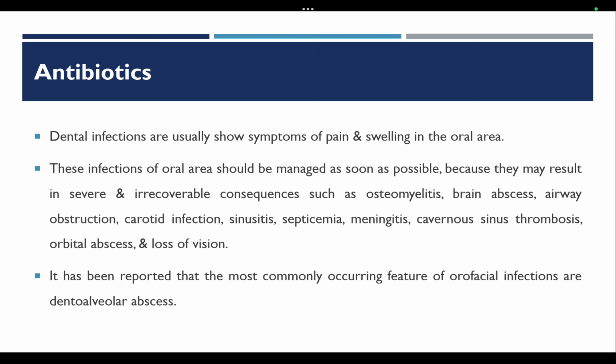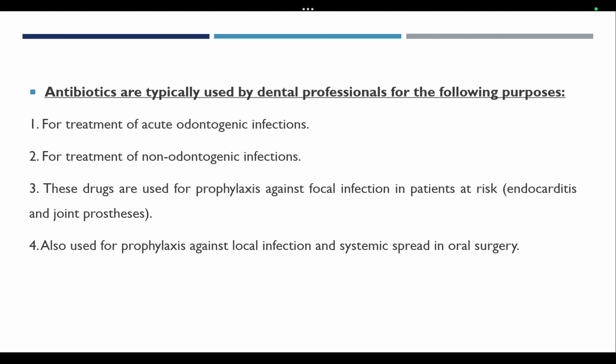So you have to treat those bacterial infections to prevent the patient from serious complications such as osteomyelitis, brain abscess, airway obstruction, carotid infection, sinusitis, septicemia, meningitis, cavernous sinus thrombosis, and orbital abscess, in addition to loss of vision that can occur. Moreover, those dental infections can literally cause death. It has been reported that the most commonly occurring feature in oral facial infections is the dental-alveolar abscess, as we said in the beginning.